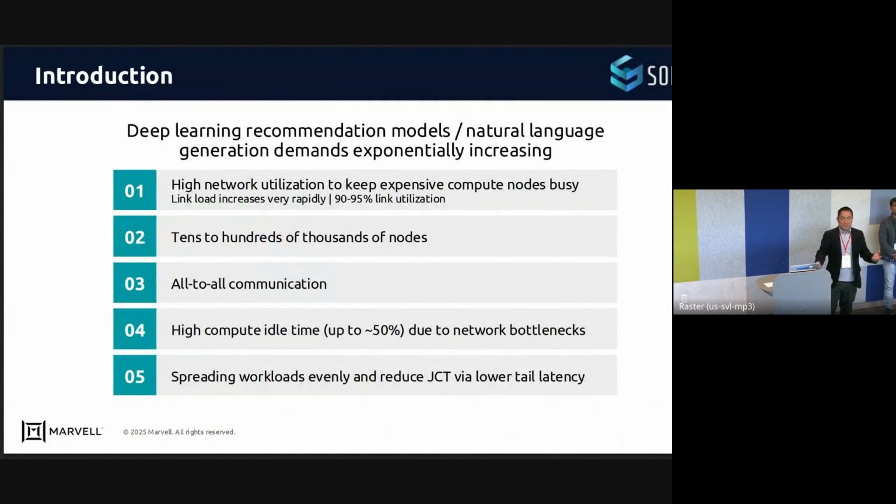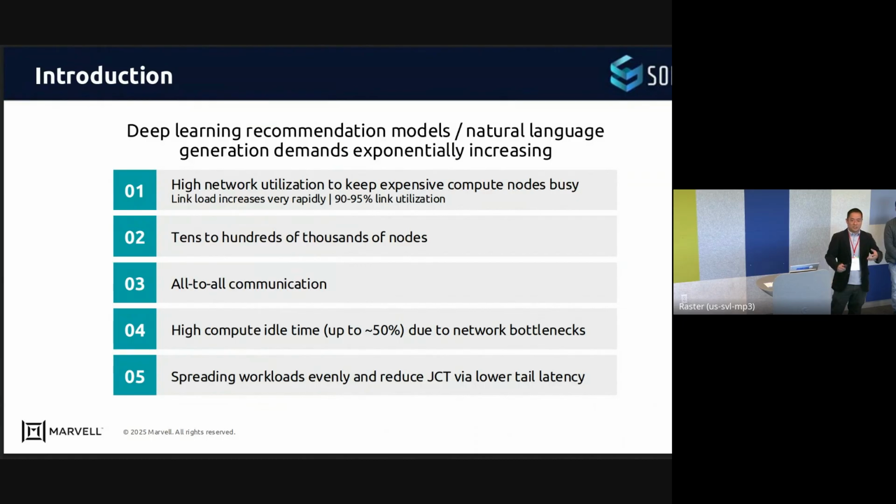So basically, today's AI/ML workloads are very different from our standard data center network traffic patterns. We have really high network utilization, on average probably 95%. And then the link loads actually increase very rapidly.